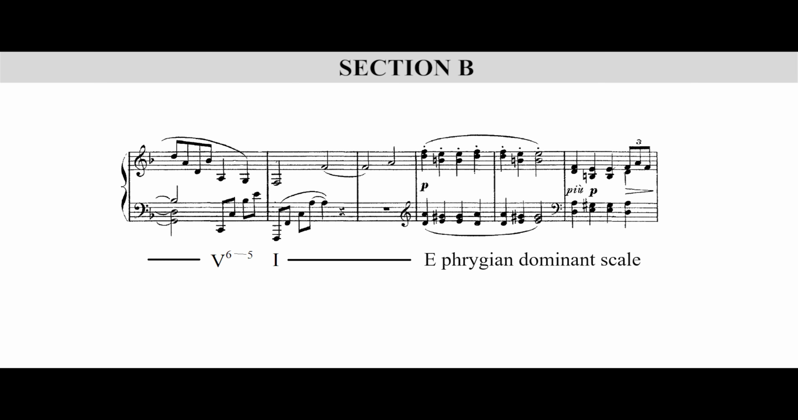In the middle section, Debussy starts with the alternation of 2 chords, D minor and E major. The scale E, F, G sharp, A, B, C, and D is known as the Phrygian dominant scale. It resembles the Phrygian scale, but G is raised instead of natural. This scale is common in Middle Eastern music.